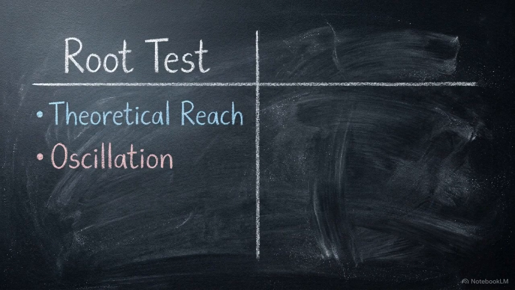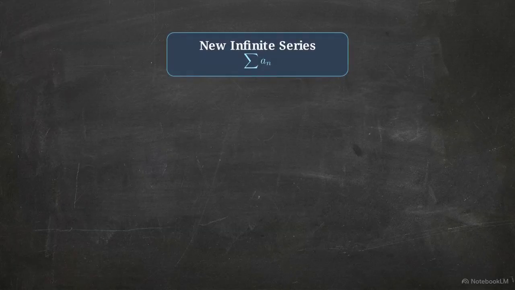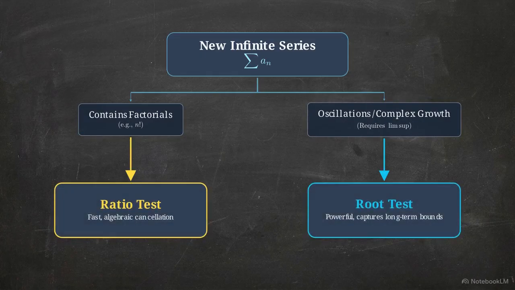The root test provides greater theoretical power and easily handles sequences that oscillate. The ratio test sacrifices some of that theoretical reach in exchange for raw computational speed when dealing with factorials. True mathematical maturity requires recognizing these constraints. It means understanding the fundamental limits of each theorem so you know exactly which tool to deploy for the problem in front of you.